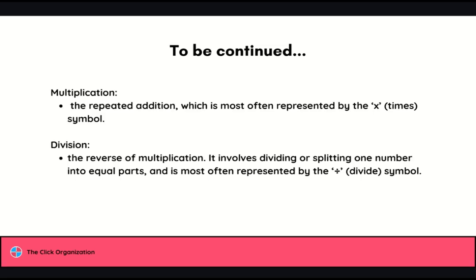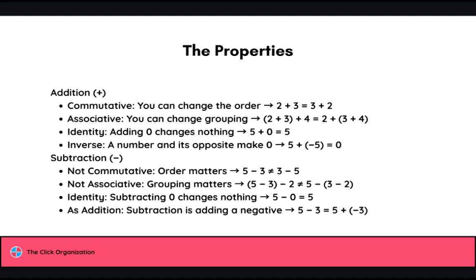And also division. Division is the reverse of multiplication. Why? We will know in this lesson later. And it involves dividing or splitting one number into equal parts and is most often represented by the divide symbol. Okay, so it basically means splitting one number into equal parts. That's division. Okay, congrats. We know the definitions of the 4 mathematical operations now. Now let's take a look at their properties.